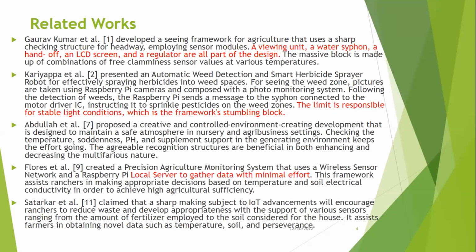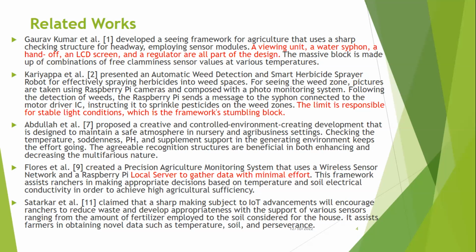Some of the related works we have come across: most of the works have been covered with respect to sensor models. First, Gaurav Kumar has explained using a viewing unit, with the help of which water can be siphoned, along with a relay and an LCD screen, which is used to regulate all parts of the design. But he has not covered what kind of latest sensor has been used to control the various temperatures. And Karyappa has provided a smart herbicide sprayer robot for effectively spraying herbicides onto wheat fields. But the limitation is that it depends on stable light conditions, which is a framework stumbling block.